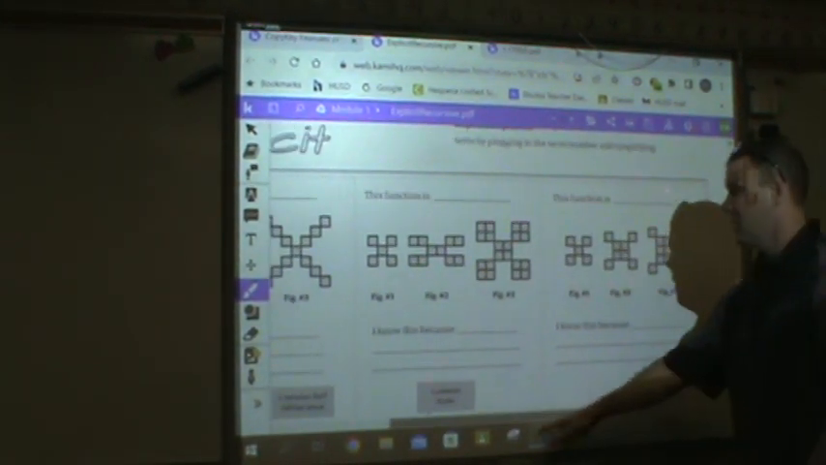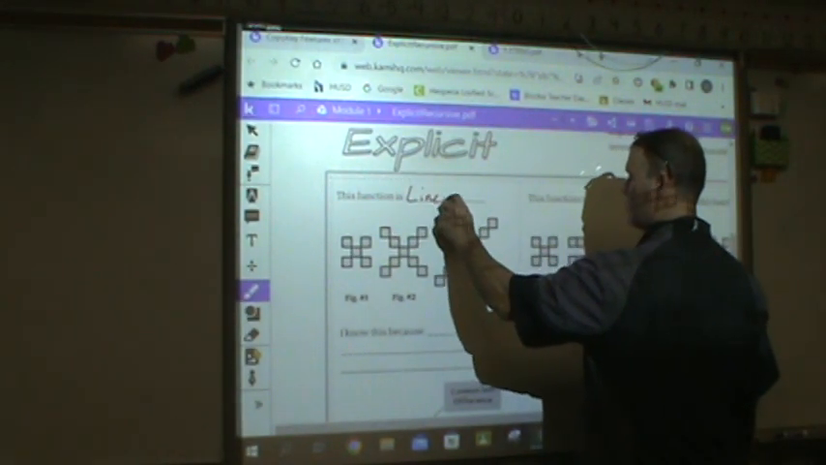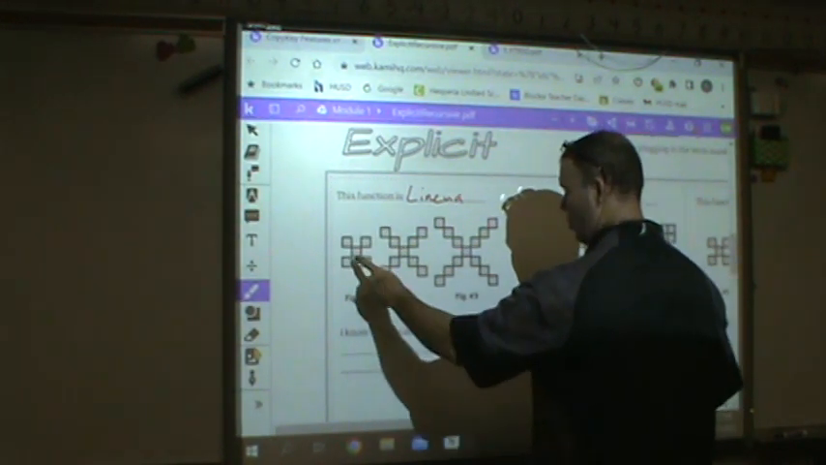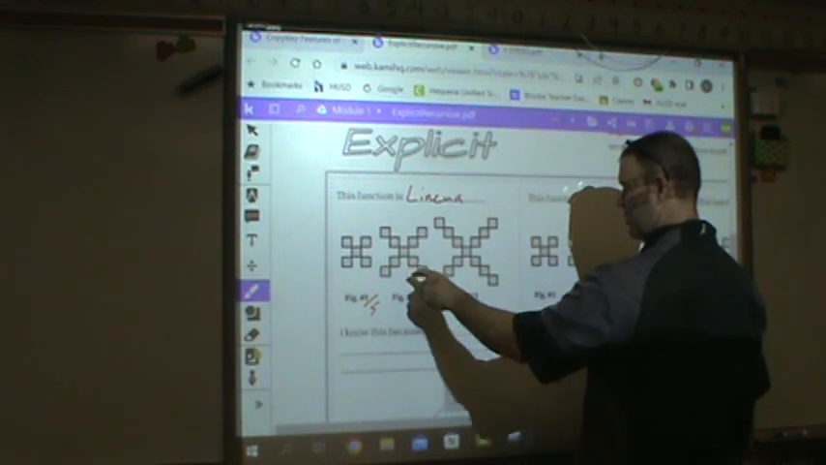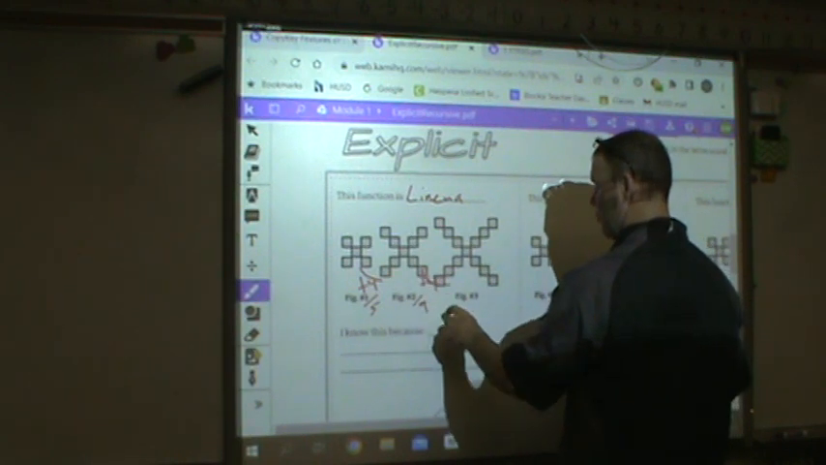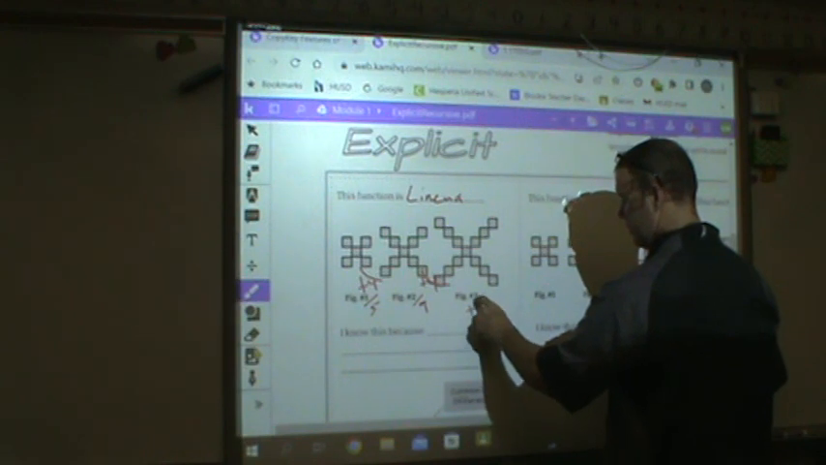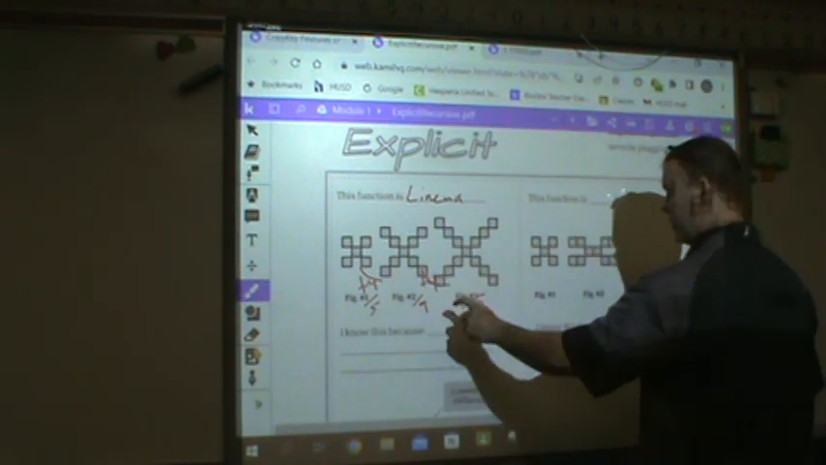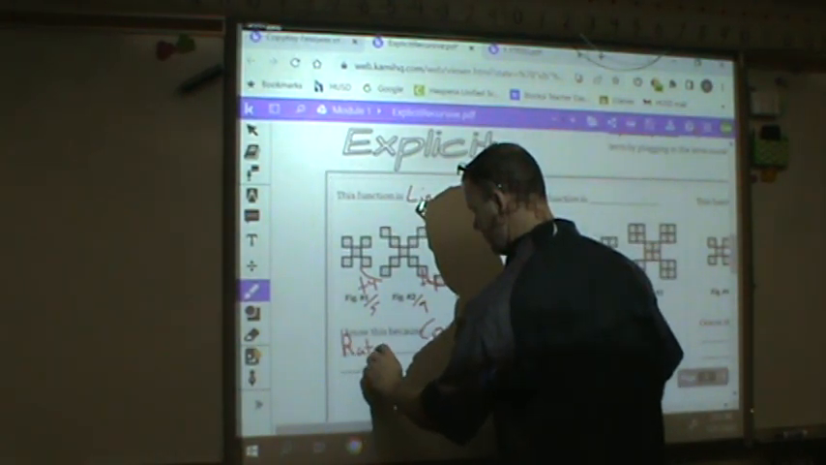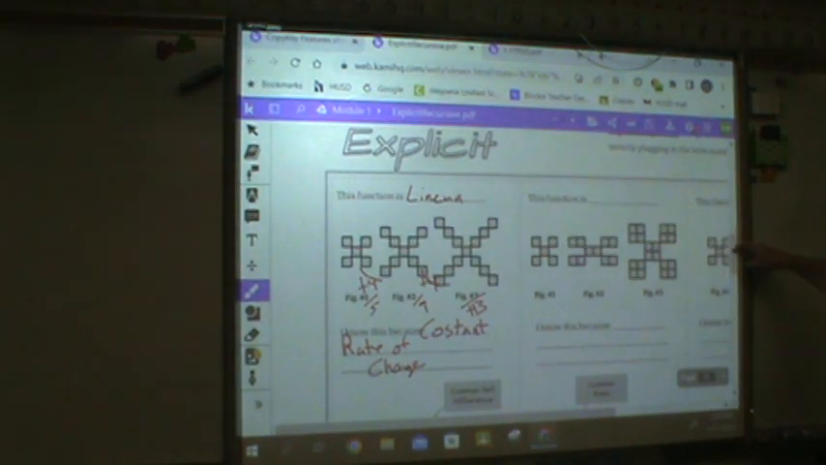Okay? How about explicit? Hang in there, we're almost done. We got 3 more to do. Okay? This one is linear. This is hard because most people don't see that it's adding 1 to each arm every time. So the very first one has 5. The second one is going to have plus 4, which is 9. The third one is going to have plus 4, which 9 plus 4 is 13. Okay? So it's linear because, again, constant rate of change, which is plus 4, plus 4, plus 4.